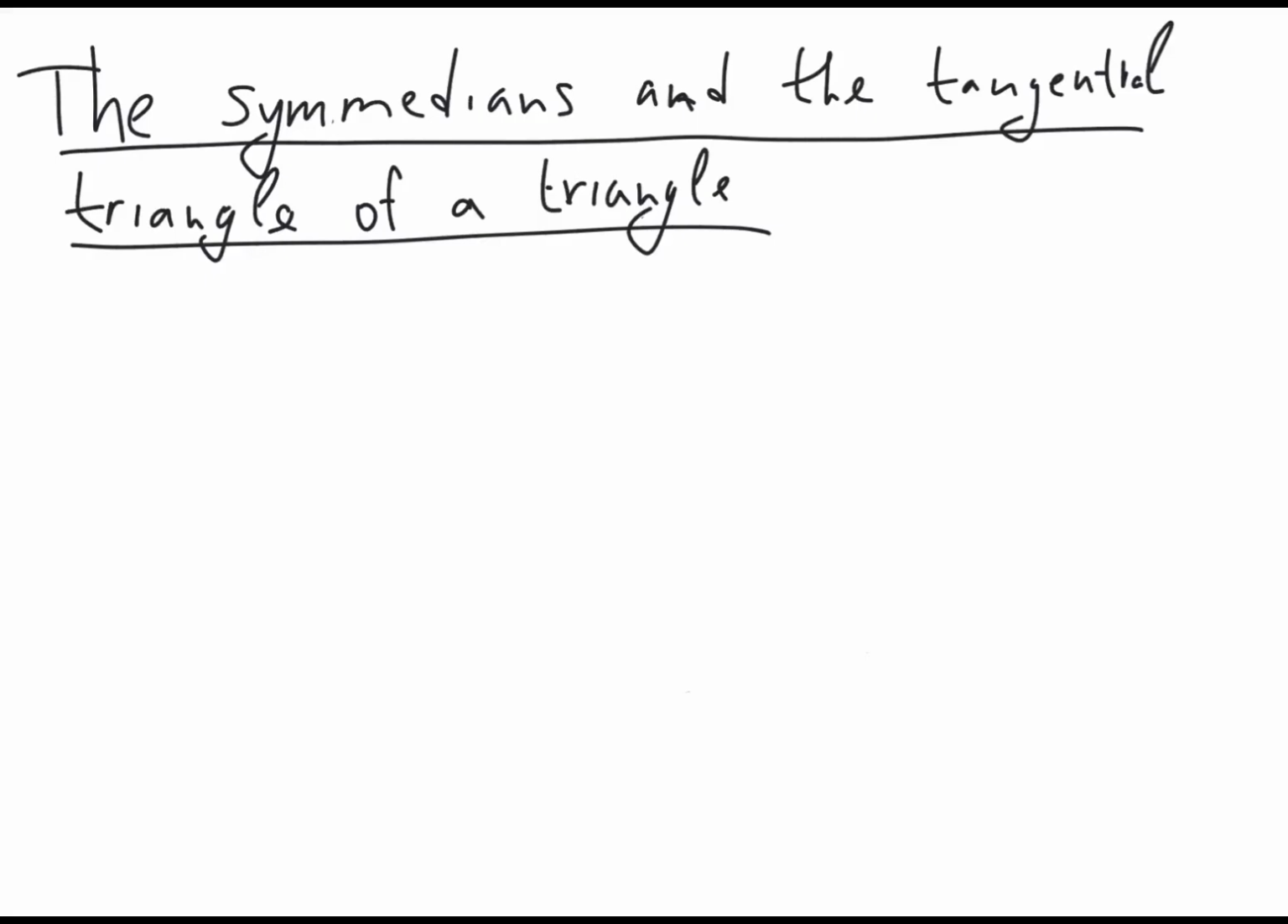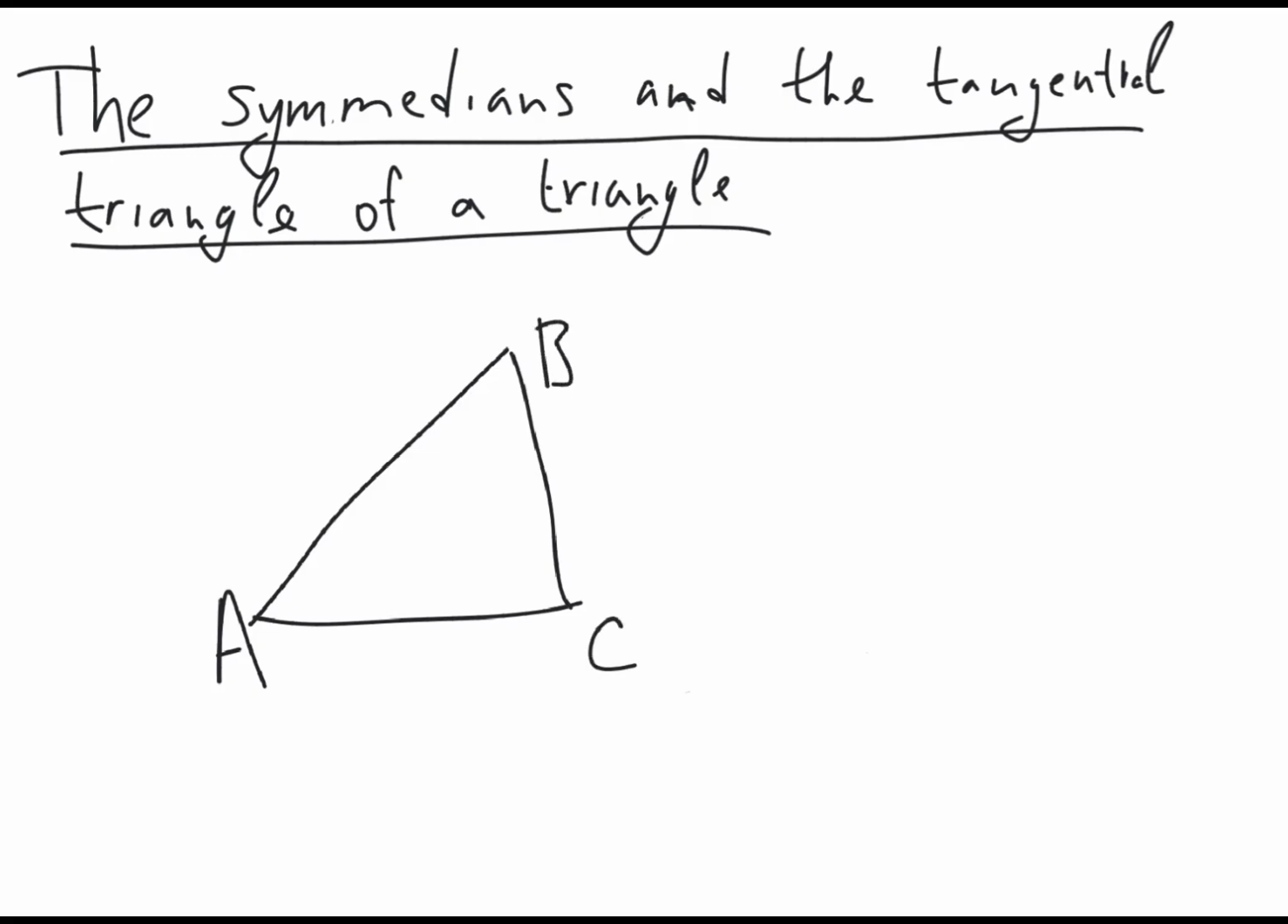Okay, in this video I'm going to talk about the symmedians and the tangential triangle of an arbitrary triangle. So first we'll define the symmedians. Let's say that we have an arbitrary triangle like this, ABC. So we consider the median of this triangle.